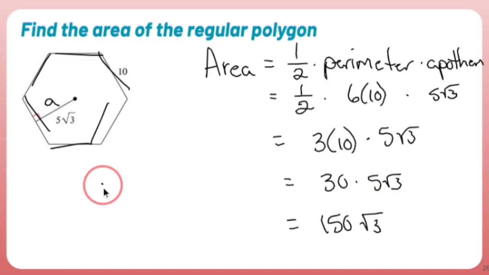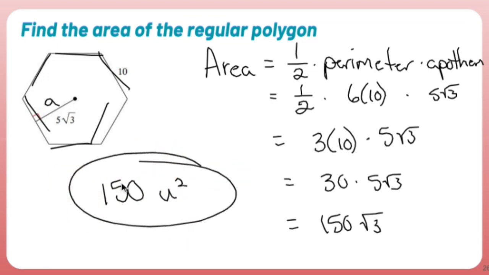I don't have any units, so I could say units squared. All right, so that's how you do it. √3, can't forget √3. Ooh, that was a close one.